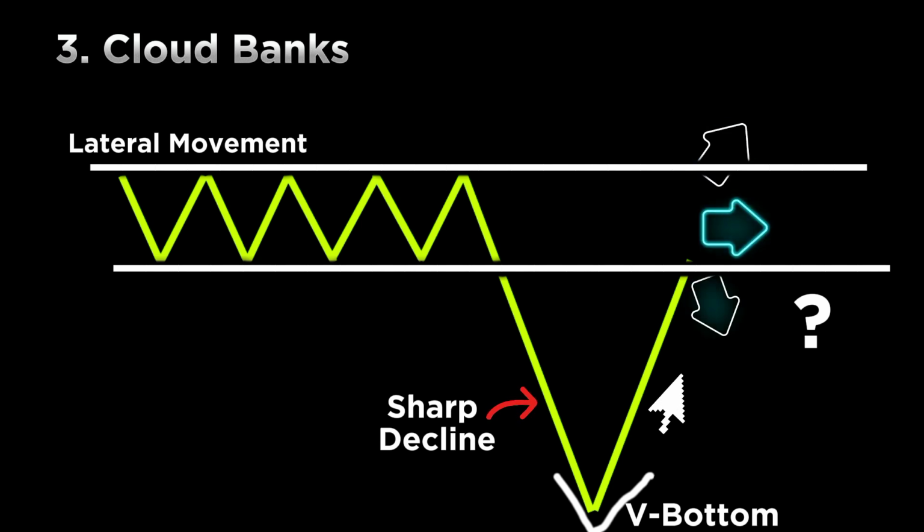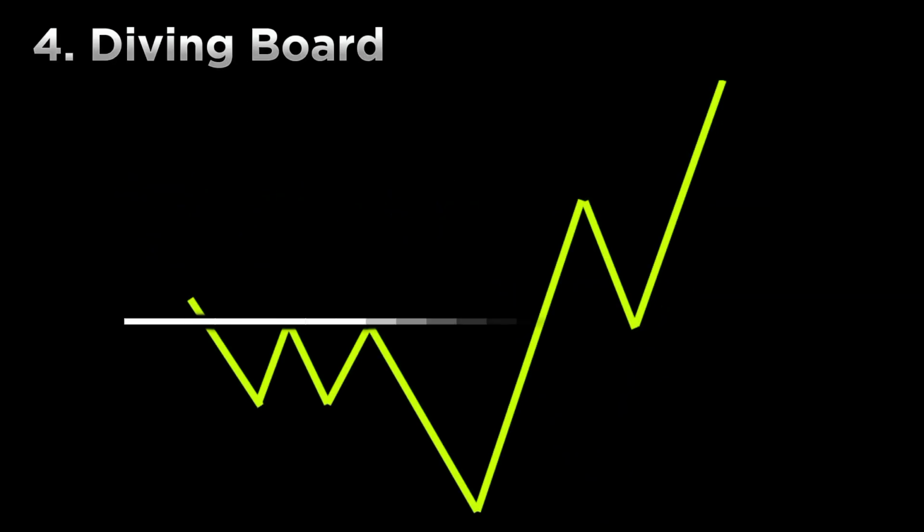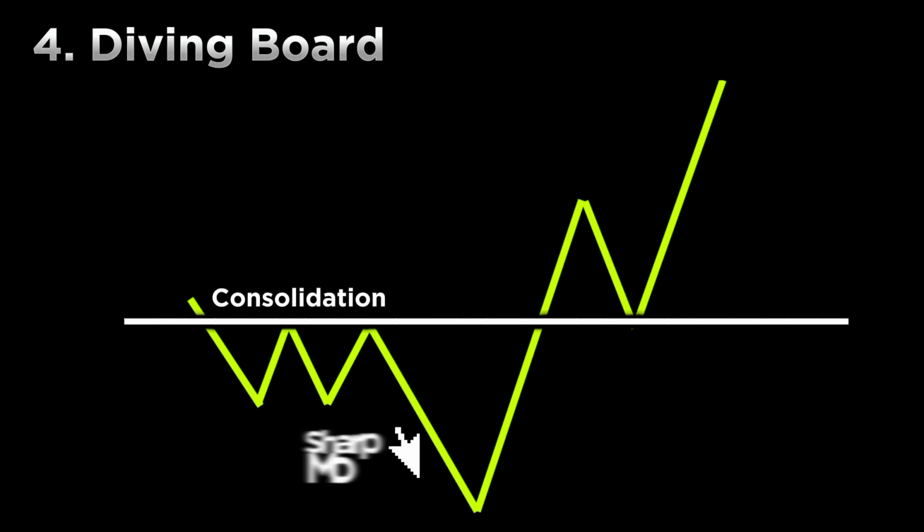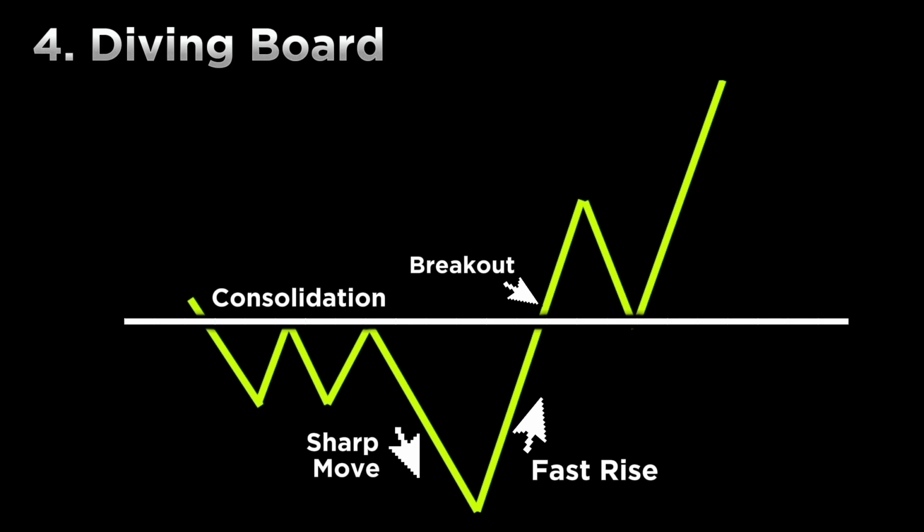Next in line, we have a strategy called diving board, which is similar to the pattern of the cloud banks in some ways, but its major purpose is to find a long trade for the buyers. Initially we have a small consolidation or lateral price movement, then price drops in a sharp move, and then comes back up with even more strength, breaking the resistance provided by the initial lateral movement.